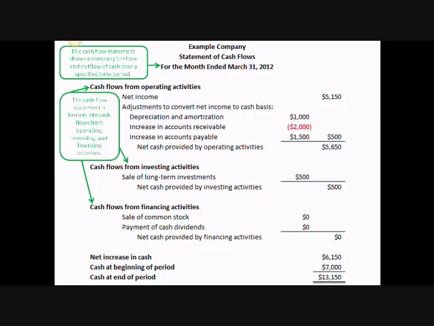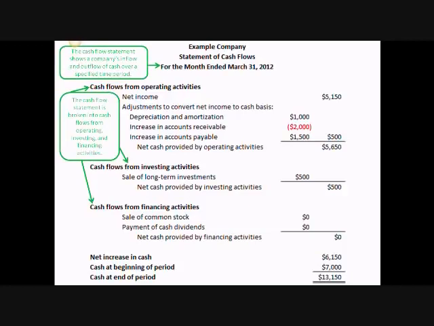For cash flows from operating activities, you start with the net income and then you adjust for non-cash revenue and expenses, such as depreciation, accounts receivable, and accounts payable. For cash flow from investing activities, you include things like the sale of a factory building or equipment. And finally, for cash flow from financing activities, you'll include things like the sales or purchases of stock or a distribution of dividends. This gives you your net increase in cash. Add that to the cash you had at the beginning of the period, and you'll know how much cash you have on hand available now.